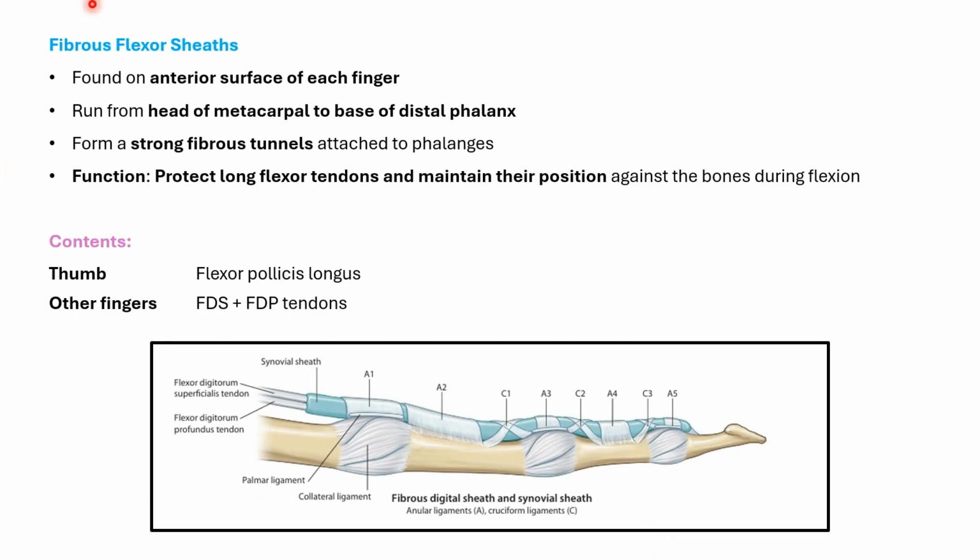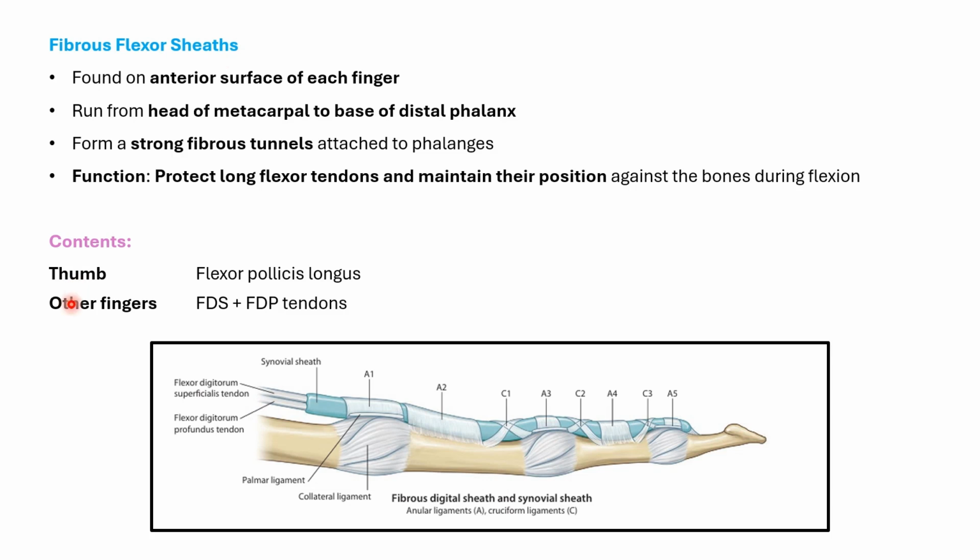Okay, now we learn about fibrous flexor sheaths. They are found on the anterior surface of each finger. You can see this is the fibrous flexor sheath, and it runs from the head of the metacarpal to the base of the distal phalanx and forms a strong fibrous tunnel attached to the phalanx. Its function is to protect the long flexor tendons and maintain their position against the bones during flexion.